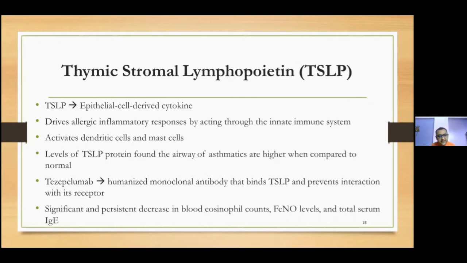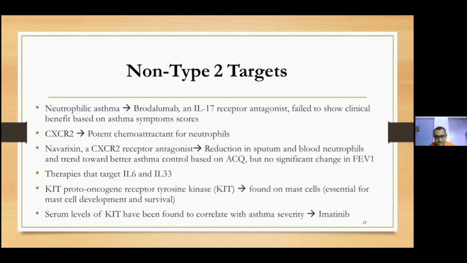There is a significant and persistent decrease in blood eosinophil counts, FeNO levels, and total serum IgE levels. So what are the non-type 2 targets? Why are non-type 2 targets important? Though they are less severe, entities like neutrophilic asthma are bothersome to many patients. For that, there is one interleukin 17 receptor antagonist, brodalumab.